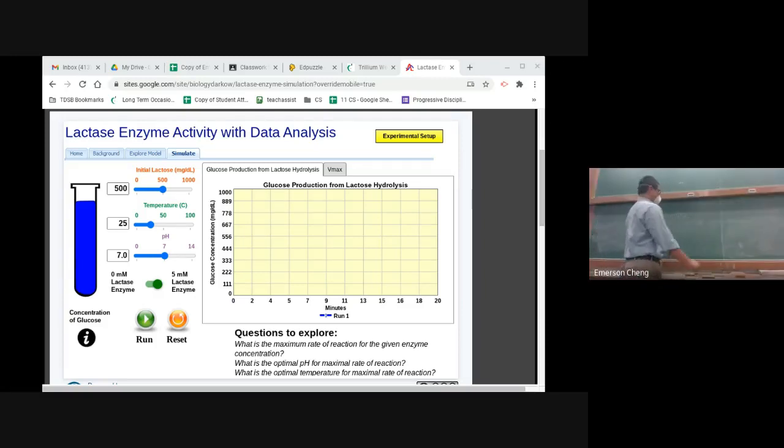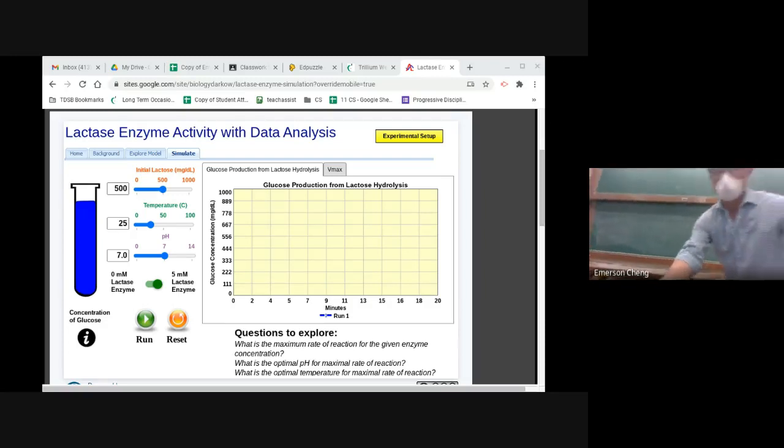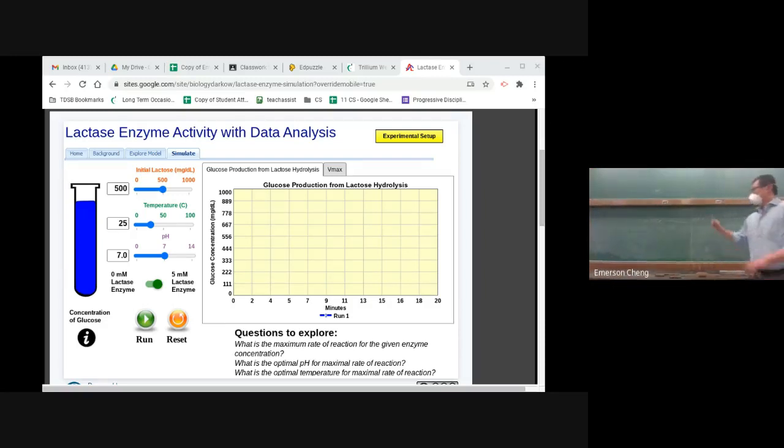So lactose is a disaccharide. It is a sugar found in milk. Now, if you remember, it is composed of two monosaccharides. One of them is galactose. The other one is glucose. So lactose is a disaccharide made of galactose and glucose.